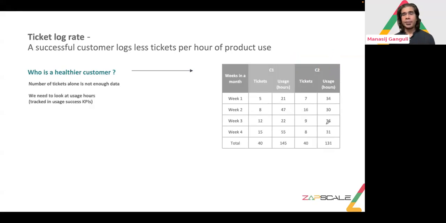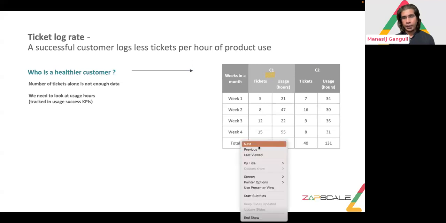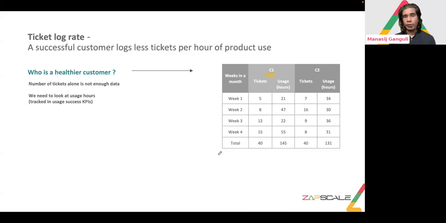So here we see this. Customer 1 raised 40 tickets with 145 hours of product usage, and customer 2 has logged 40 tickets at 131 hours of product usage. Clearly, customer 1 has used the product more for logging the same number of tickets, which means they have per unit discomfort which is lesser than the other customer.